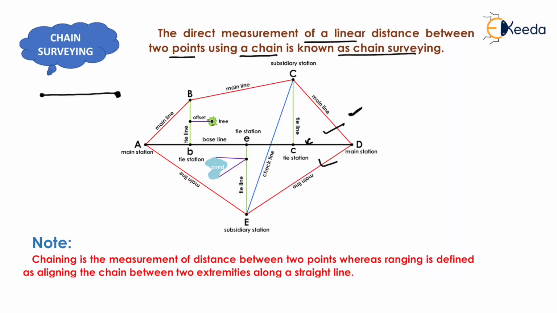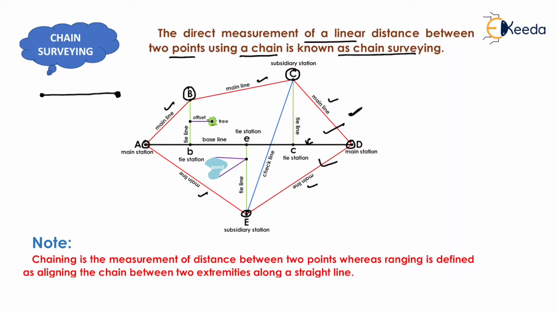Now the end stations of a baseline are known as main stations, which is shown here, that is A and D, and all the external stations except main stations are known as subsidiary stations, that is B, C and E. Now the line joining the main station and subsidiary station or two subsidiary stations is known as main line, that is shown here.